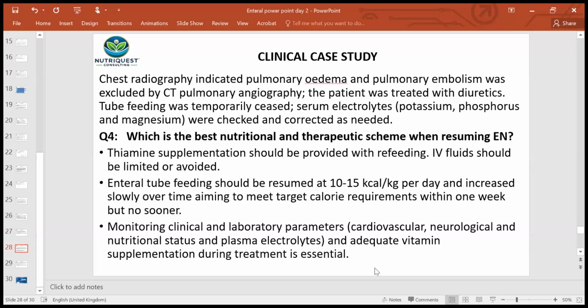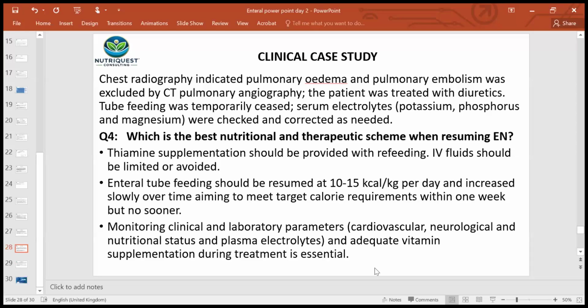So, continuation of our case study, almost the last slide. Chest radiography indicated pulmonary edema, and pulmonary embolism was excluded by CT pulmonary angiography. So these are just tests that were done. The patient was treated with diuretics because of the pulmonary edema. Tube feeding was temporarily ceased. Serum electrolytes, potassium, phosphorus, and magnesium were checked and corrected as needed. Which is the best nutritional and therapeutic scheme when resuming enteral nutrition?